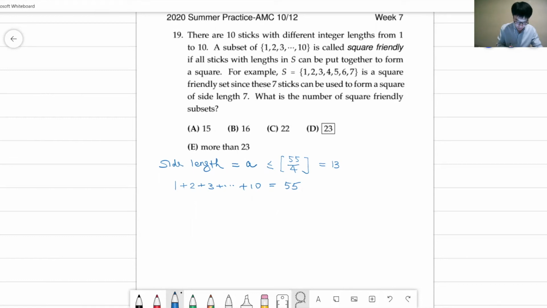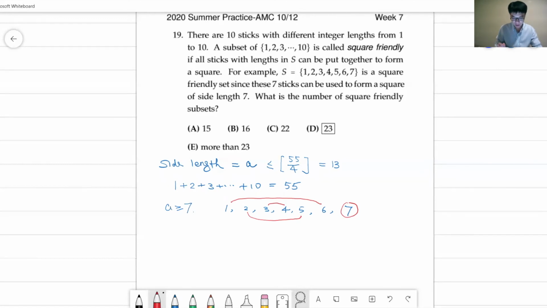So A is largely equal to 7. This is not hard to see because we can make the side length 7. So 7 is one side, and 1 plus 6, 2 plus 5, and 3 plus 4. If the side length is smaller than 7, we cannot find these sticks to form 4 such sides. That's impossible. It's easy to see.